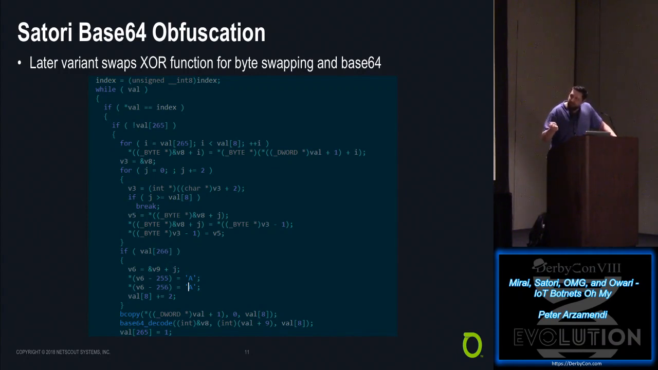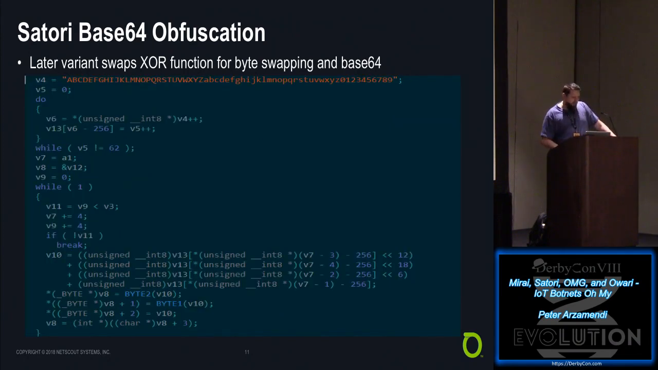In later variants, though, Satori swapped out its XOR function for a bit swap, which we see in the pseudocode here. So it would swap the bits, and then it would call this Base64 encode or decode function, and it would encode or decode the actual string itself. And here's the Base64 encoder or decoder. As you can see, nothing special. It's nothing revolutionary, just reusing basic techniques.